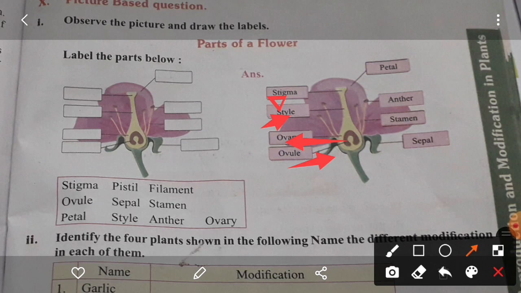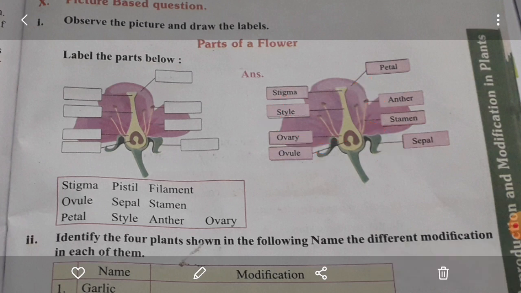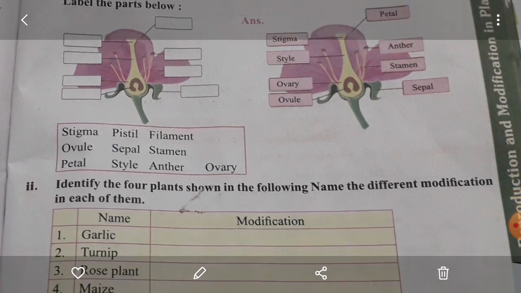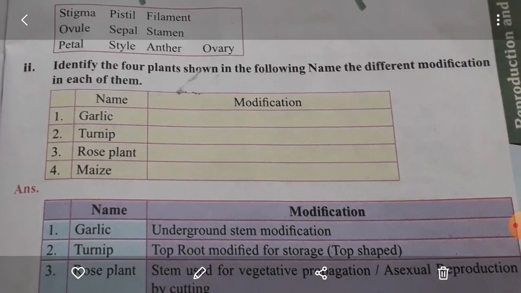Here this is petal. Here this is anther, and this portion is called stamen, and this green portion is called sepal. This is clear to you, children? So mark properly. These are the parts of your flower. This is an important 5 mark question also, children.